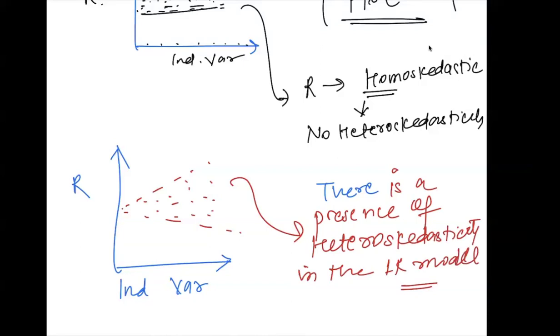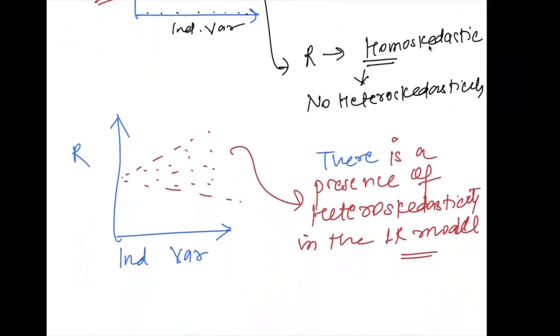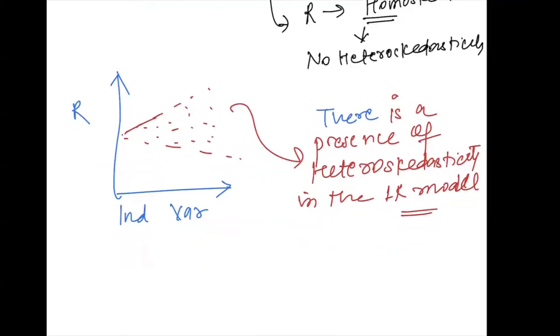How can we measure heteroscedasticity? By plotting a scatter plot. If you get a cylinder-like structure, then you can say that your error term is constant. But if you get a cone-like structure, then you can say that your error term is not constant, and that implies there is heteroscedasticity present in your linear regression model. Of course, when you have heteroscedasticity, you need to look out for solutions.